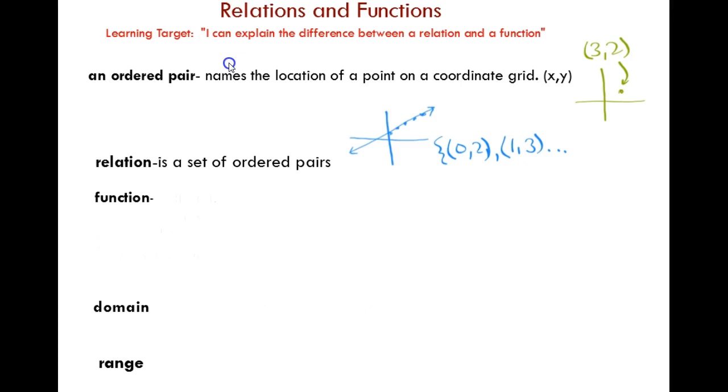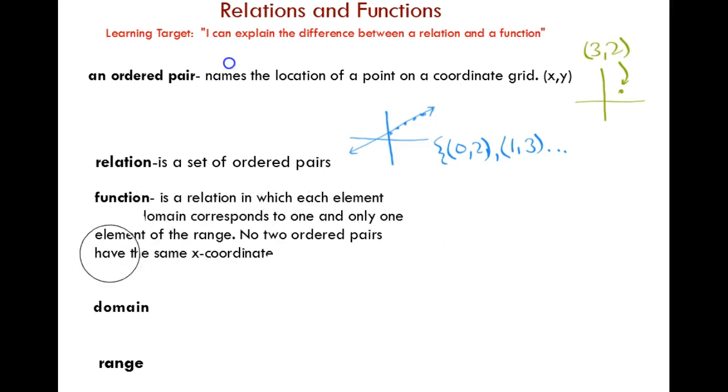But that's what a relation is. It's any set of ordered pairs. You could have just a group of points. Anything will do. A function, though, is very specific. So a function, let me erase all this. It's not too long. A function is a relation, so it's a special kind of relation in which each element of the domain corresponds to one and only one element of the range.